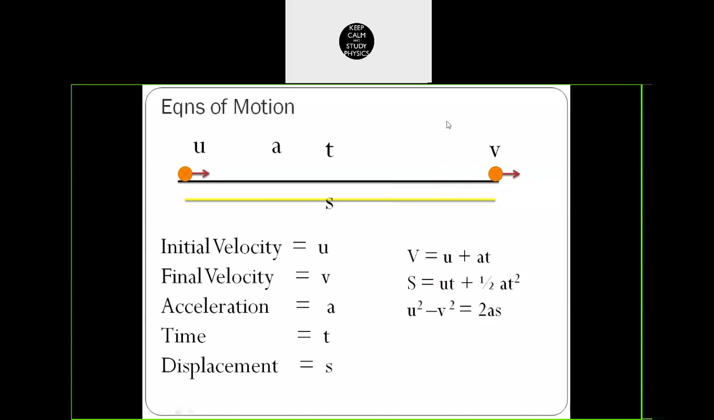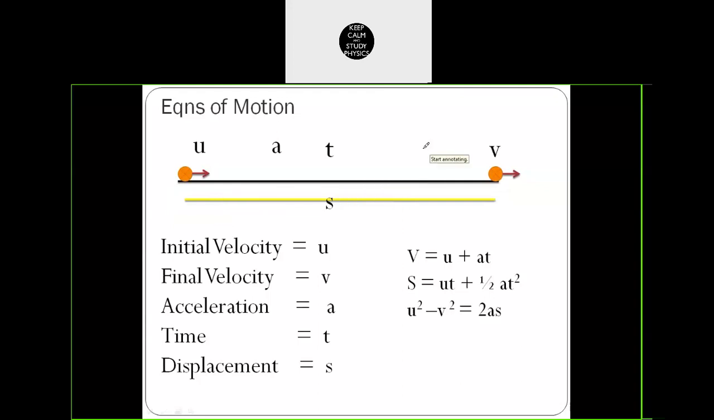In today's class, we are going to learn the equations of motion, which you have already learned in your lower classes. This is a rectilinear motion because we are learning about the motion along a straight line. You can see here, the motion is along a straight line, right? So it is called rectilinear motion. Now I'll explain how to apply equations of motion and what these equations are.